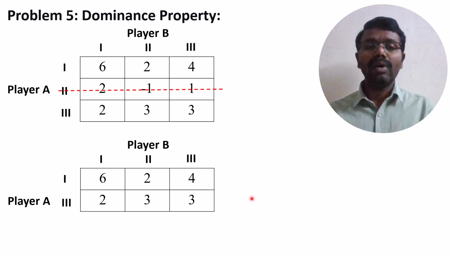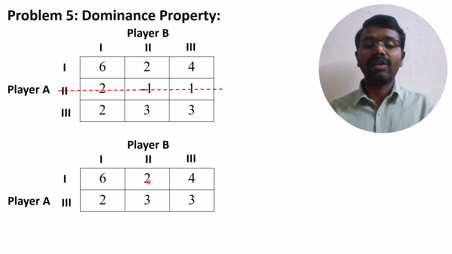Now we will apply the dominance property principle for column reduction. You compare column 1 with column 2. So 6 is dominating 3, but 2 is not dominating 3. So that means neither 1 nor 2 is dominating the other. Now let us compare 1 with 3. Here 6 is dominating 4, and 2 is not dominating 3. So neither 1 nor 3 is dominating the other. Now let us compare 2 with 3. Here 4 is dominating 2, so 4 is dominating 2, and again 3 is dominating 3.